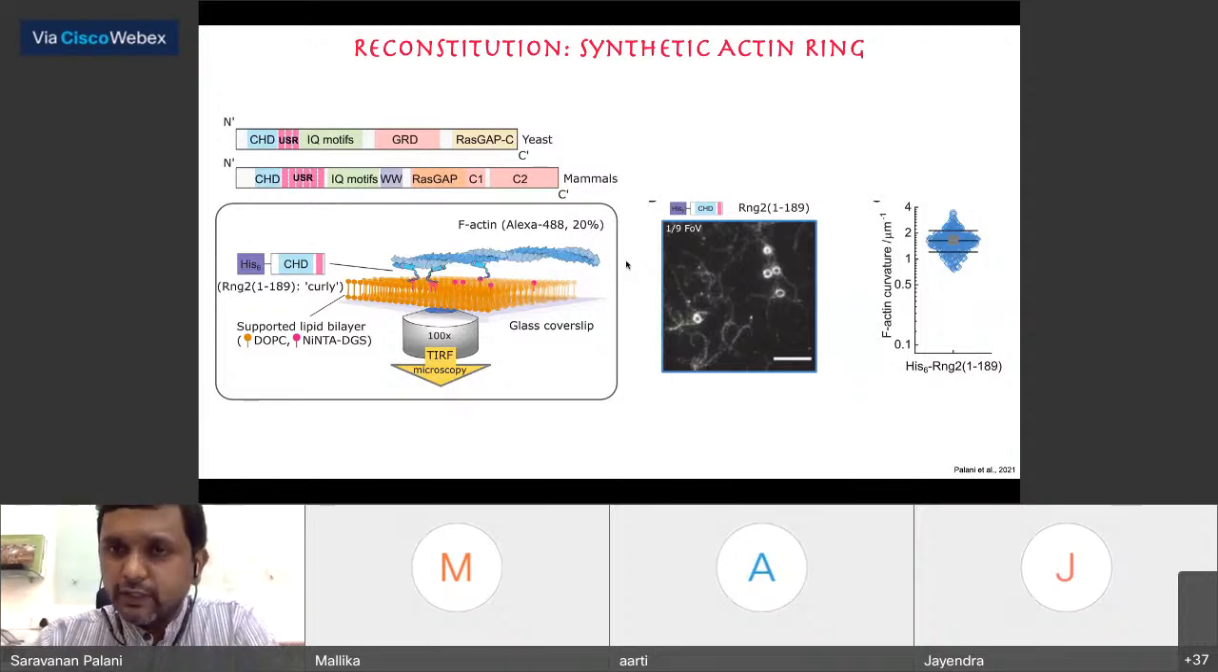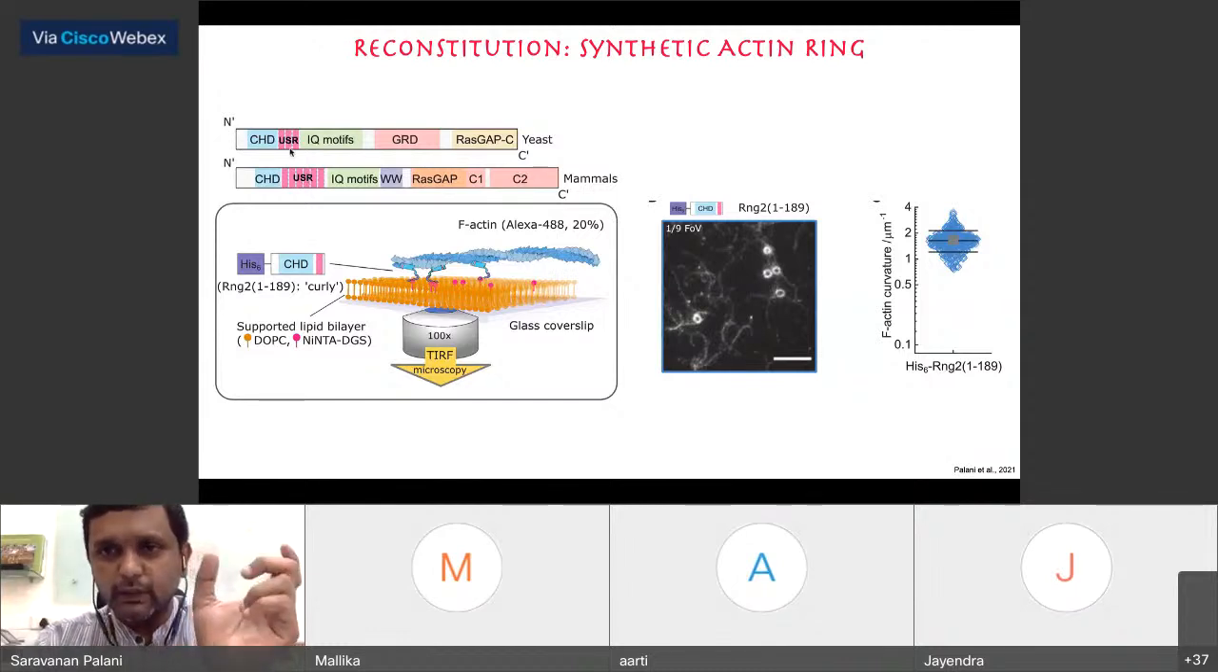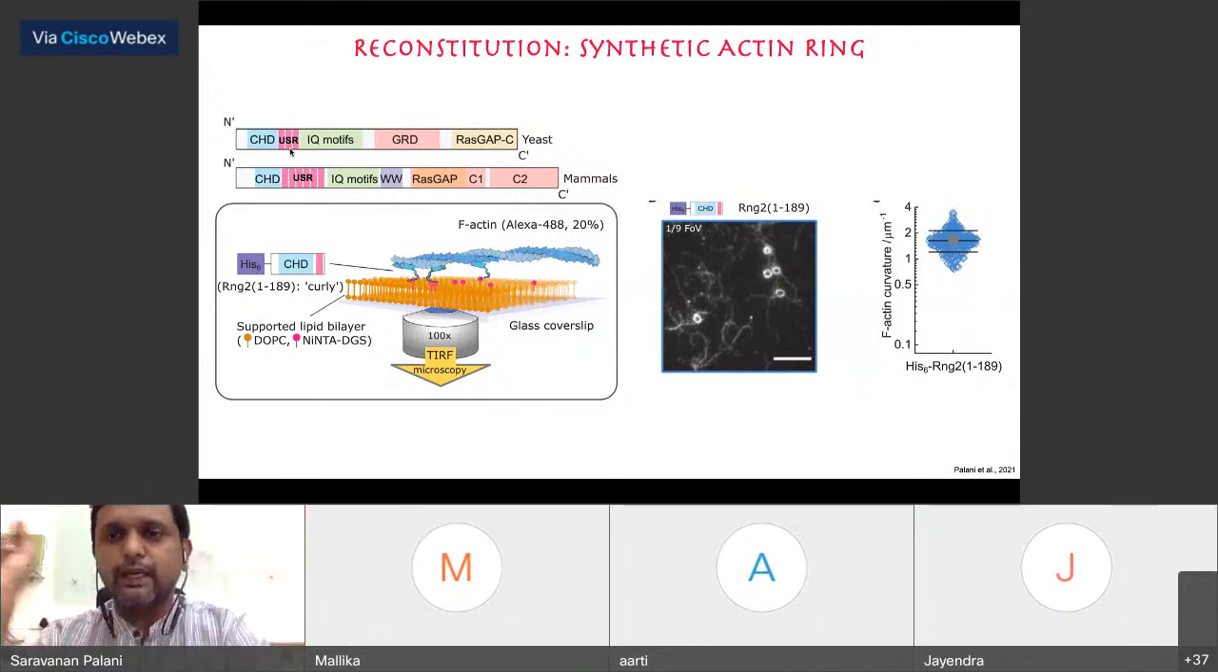It has an N-terminal CHD domain, the calponin homology domain, followed by the USR, this unstructured region. As I'm sure many of you know, and as I said earlier, you cannot tag actin directly. So people have used LifeAct as a surrogate marker to mark actin structures, either filaments or patches. Before LifeAct, people used this particular part, the CHD and the unstructured region, as a marker. They normally take almost 200 to 250 amino acids, fuse it with GFP, and express it in mammalian cells or yeast cells to mark actin filaments.